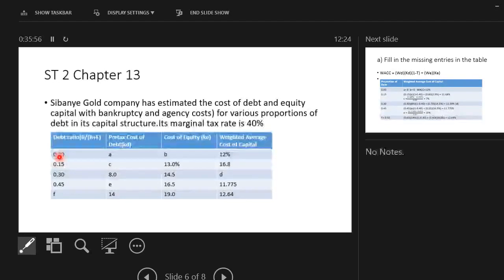The debt ratio, which is the proportion of debt within this company, is 0.00. What does it mean? There's no debt, which means the company is funded 100% by equity, right? So this part of calculating A should be very simple for us. If there's no debt, do we even bother calculating the cost of debt? So A is equal to 0. B is equal to what?